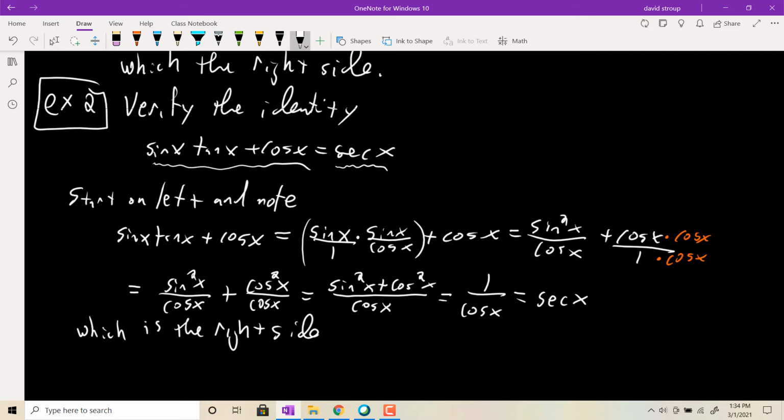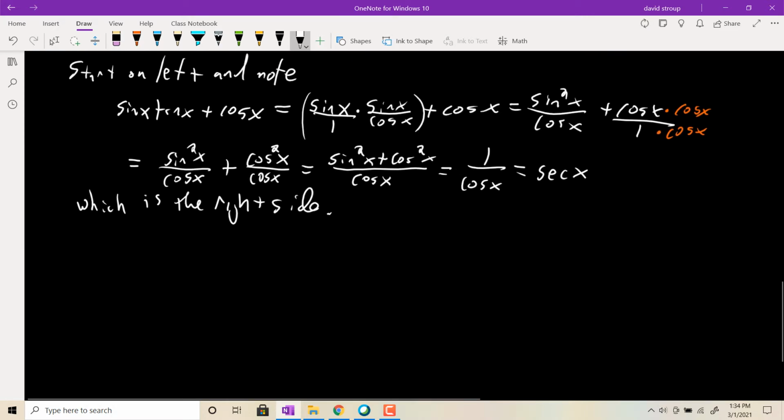It's the right side of the identity, and once you show the left-hand side and the right-hand side are the same, you're done. Okay, and that's what we did there. Okay, let's do another one of those checkpoints.